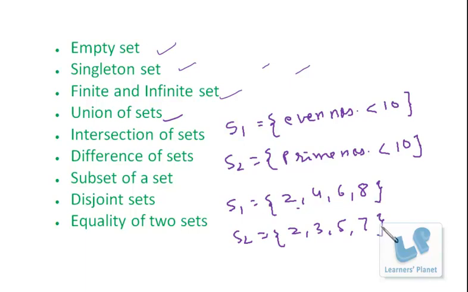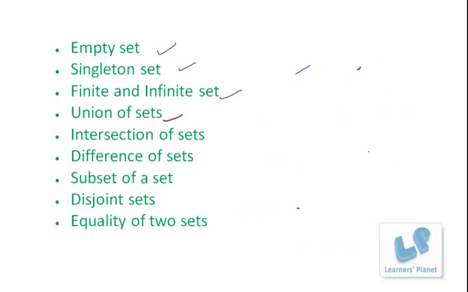Now suppose I have to find the intersection of sets. What are the numbers or elements which are common between the two sets? That is a single number, that is number 2. 2 is even as well as prime. So S1 intersection S2 will be a single element, or we can say a singleton set having a single element, that is number 2. 2 is even as well as prime, right? So you are clear about intersection of sets.